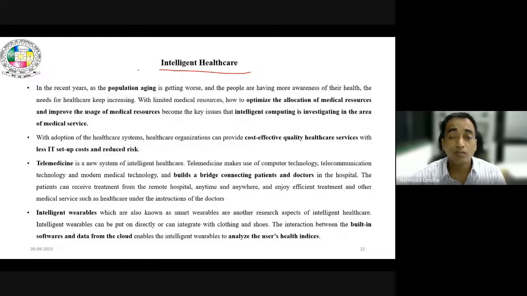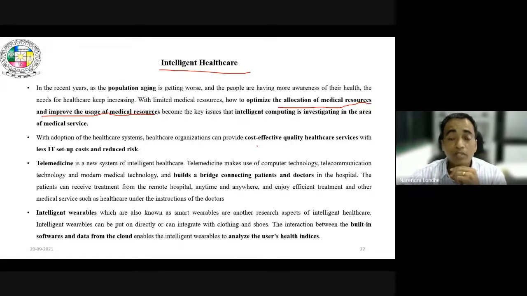Okay, now this is the reason that allocation of the medical resources, improving the usage of the medical resources, is limited, right? So due to intelligent computing, we are able to improvise it, right?